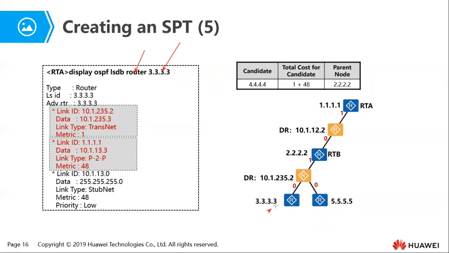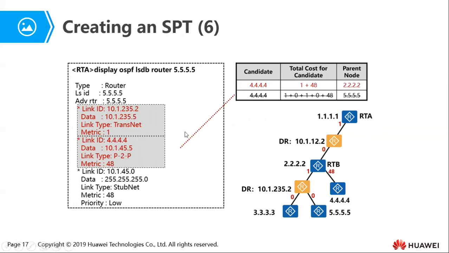We want to see who 3.3.3 is attached to. It is attached to these 2. Do we have these 2 already in our SPT? 3 to 5? Yes, we already have it. So we don't need to consider it anymore. Do we have 1.1.1? Yes, we already have it. So we really don't need to add anything on our candidate list. Remember, we deleted 3.3 and 5.5 from our candidate list. So the only thing we have now is 4.4.4. This one is a stubnet, so it cannot be added on the candidate list. Okay, let's move on.